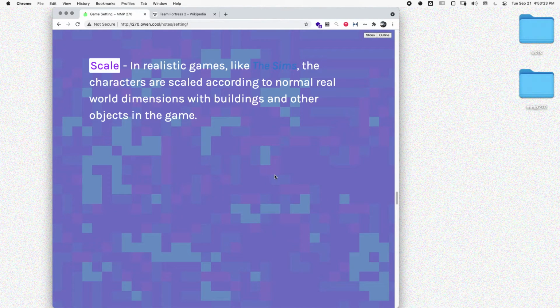Then we have scale. Scale is another way to communicate both the functionality of the game and the setting to players. In The Sims, the scale of the player matches the scale of the house. Everything is supposed to be as it is in the real world. But you might have other games where you play a tiny ant and you can run around. Or the scale might change, like you might be able to shrink or grow or change the scale in other ways.